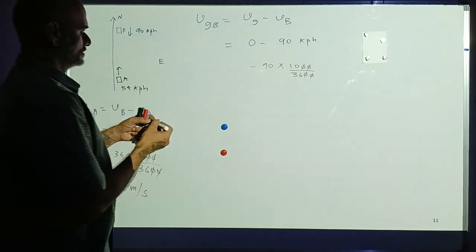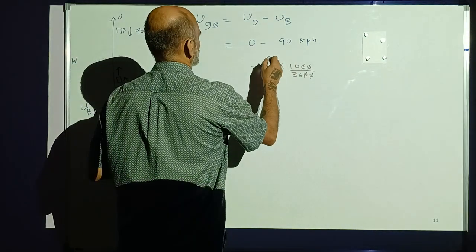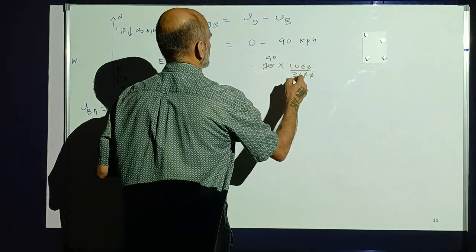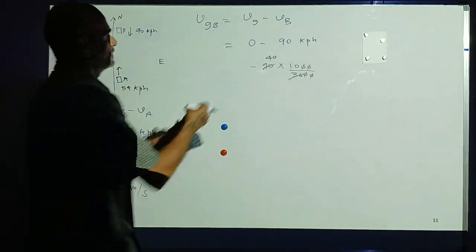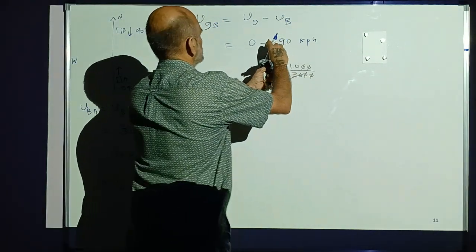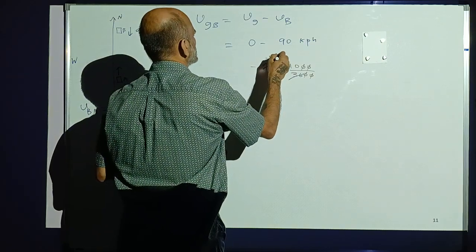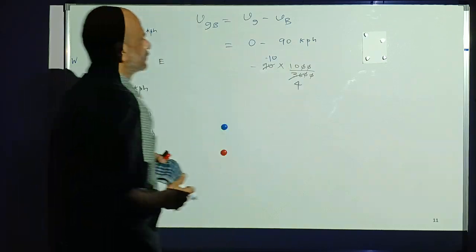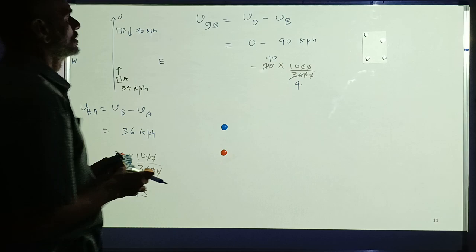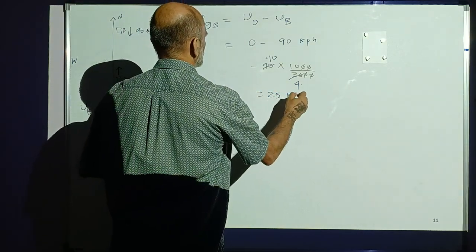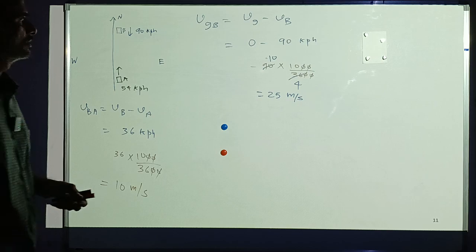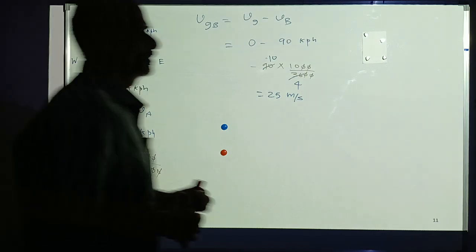So if you cancel 9, this will become 10 by 4. So 100 by 4, that's 25 meters per second. So this is the answer for part B.